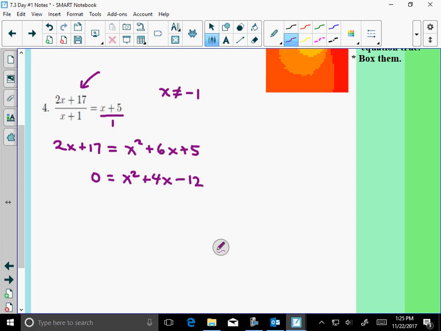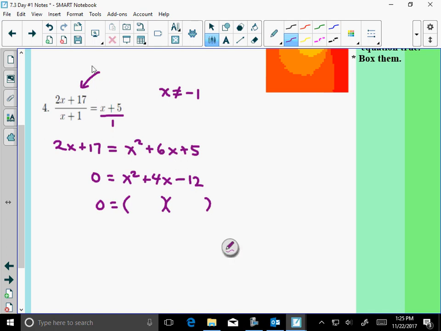No, because I'm going to subtract that 17 over here. I get minus 12. Can I factor that? I hope so. Otherwise, I've got QF in my back pocket, right? Quebec Fox, the old quadratic formula. That's always available.